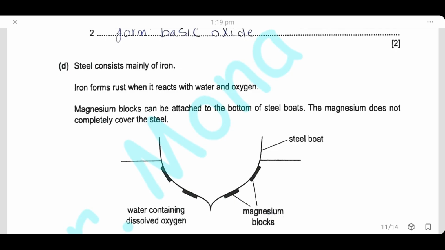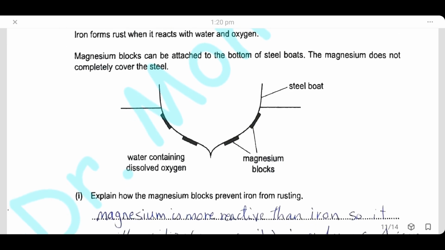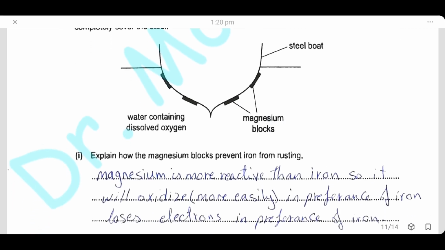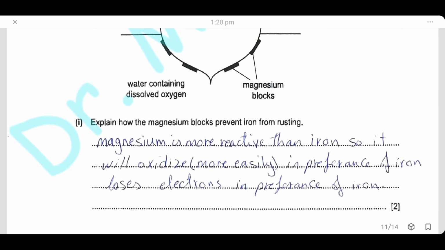Magnesium blocks can be attached to the bottom of steel boats, so the magnesium doesn't completely cover the steel, just adding magnesium blocks around the steel core of the ship. Explain how magnesium blocks prevent iron from rusting. Magnesium is a highly reactive metal. It is more reactive than iron, so it will be oxidized more easily, or oxidized in preference to iron. It loses electrons in preference to iron. This will prevent iron from oxidation.